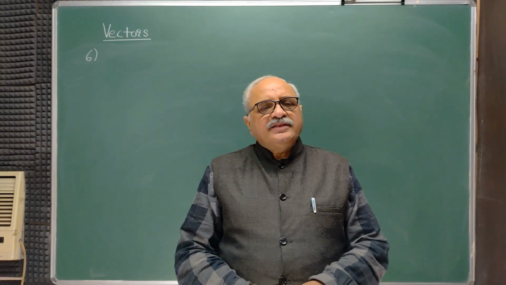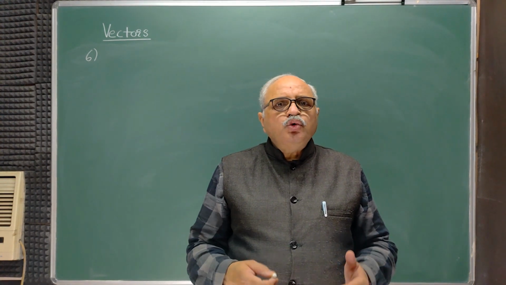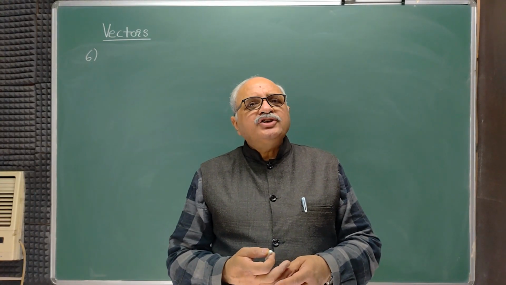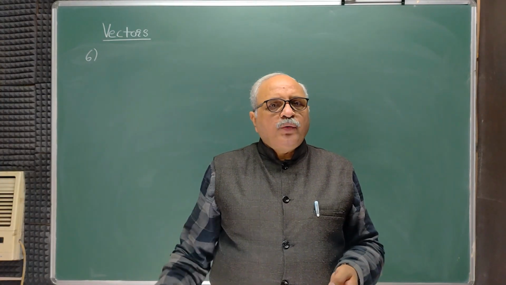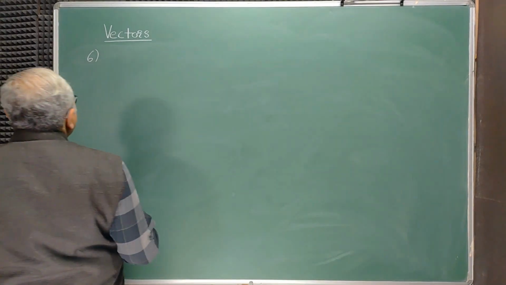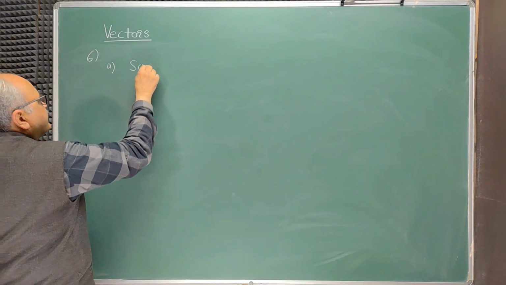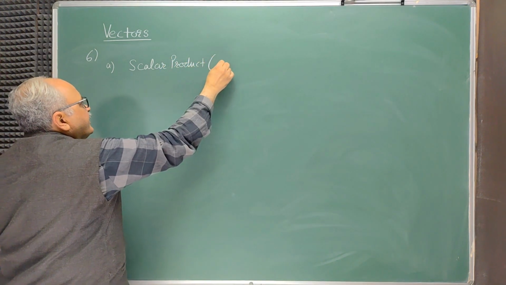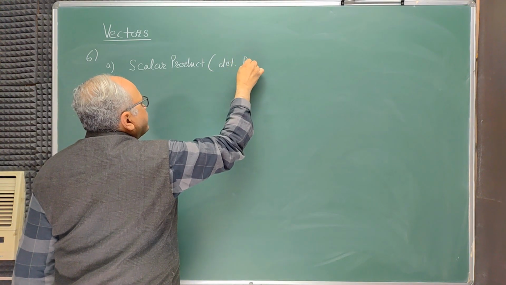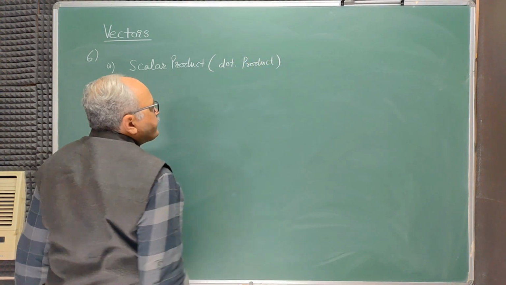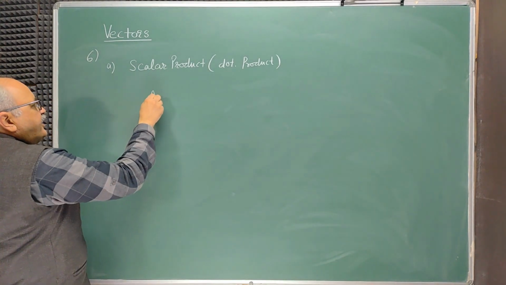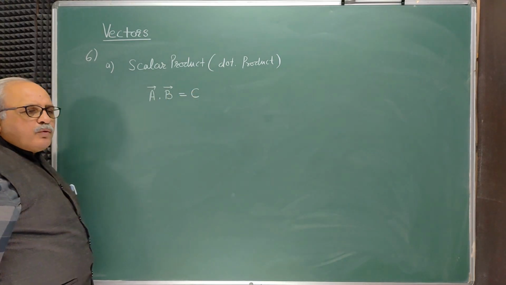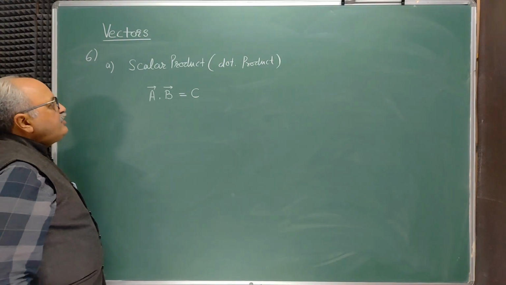So students, let's take the multiplication of two vectors. There are two types of multiplications. When two vectors are multiplied together, they can lead to a scalar quantity or a vector quantity. If they lead to a scalar quantity, we call it a scalar product, or sometimes it is also called the dot product. It means that if two vectors, say A and B, are multiplied together and give you a scalar quantity which does not have any direction, we call it a scalar product.